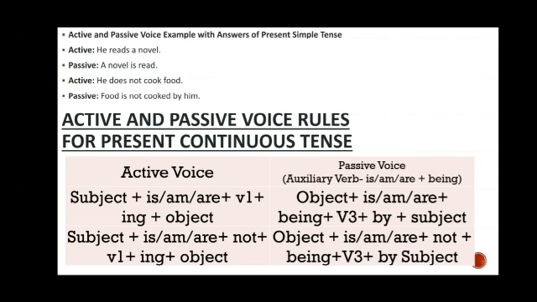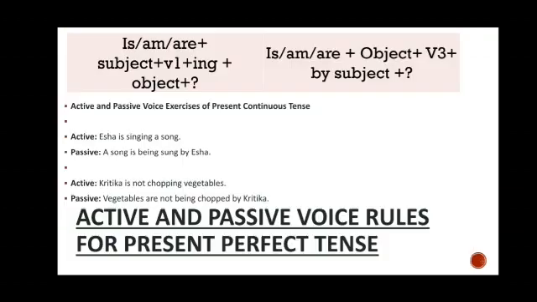Okay, and while we are adding not, then subject, is, am, are plus not plus verb first form ing, then object is coming. तो उसमें कैसे चेंज करेंगे? ऑब्जेक्ट आएगा, इज, एम, आर आएगा, नॉट लगा देंगे सिंपल बीच में, एंड देन बीइंग, एंड देन वर्ब थर्ड फॉर्म, देन बाई, एंड देन सब्जेक्ट. If interrogative is given, then is, am, are will come first, then subject, then verb first form ing, and after that object. Okay, now see the example.